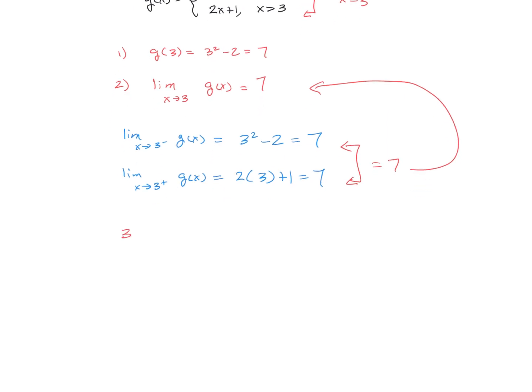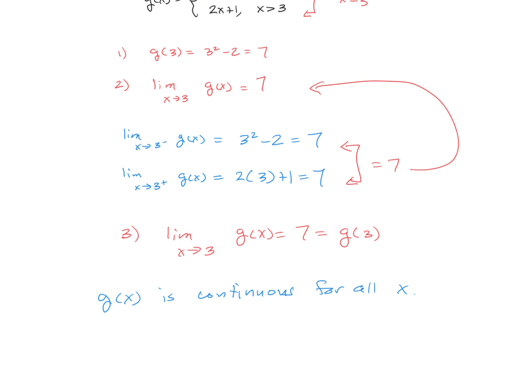And the third part of continuity is making sure that those values of the function, g of 3, and the limit values match. And it's quick and easy to see that the limit as x approaches 3 of g of x is equal to 7, which also matches g of 3. So this function g of x is actually continuous for all values of x. And if you look at the graph that follows, you'll see that there's actually no breaks in this graph at all, no holes in it. It is a nice continuous graph drawn from left to right.